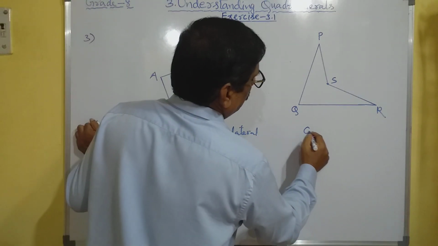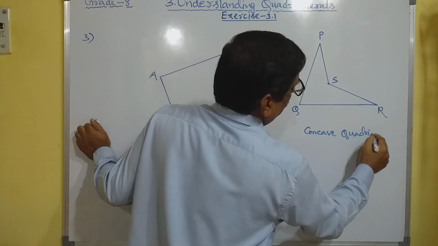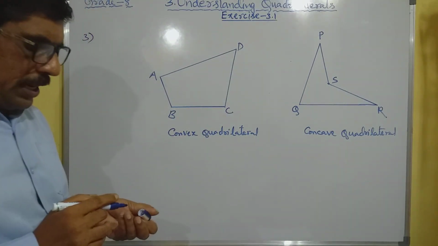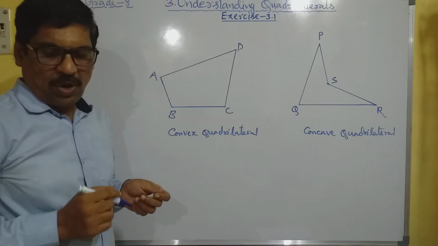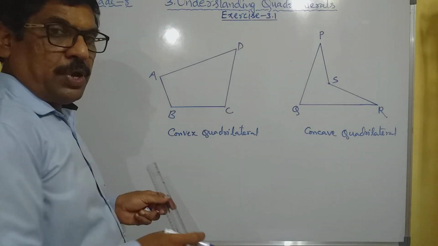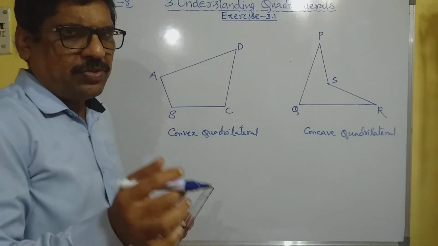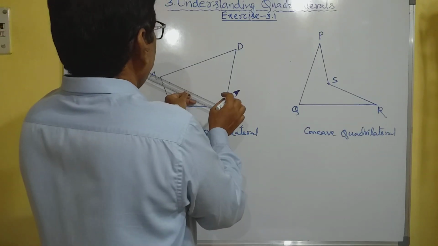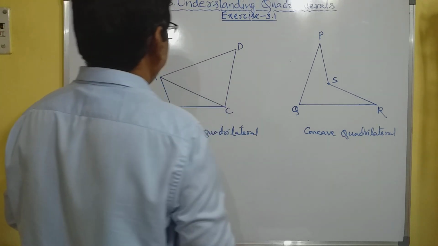Okay, this is a concave quadrilateral. Okay, now look at this. How can you find the sum of all the angles, 4 angles of this quadrilateral? Now let us see. If you draw a diagonal, that diagonal divides the entire quadrilateral into 2 parts. See, look at this. I have drawn the diagonal AC.